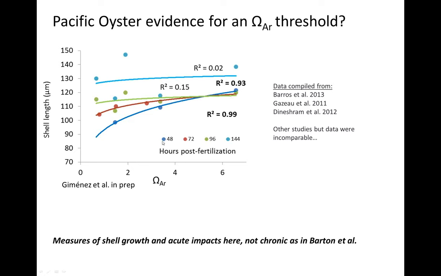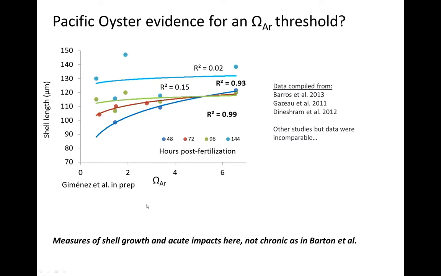nonlinear regressions for different hours post-fertilization. So blue is 48, red is 72, green is 96, and this teal color is 144 hours. This relationship between the experimental conditions and size weakens as they get larger. So really the strongest effect is in the first 48 hours. We see a small effect at 72 hours, and then this decreases over time.